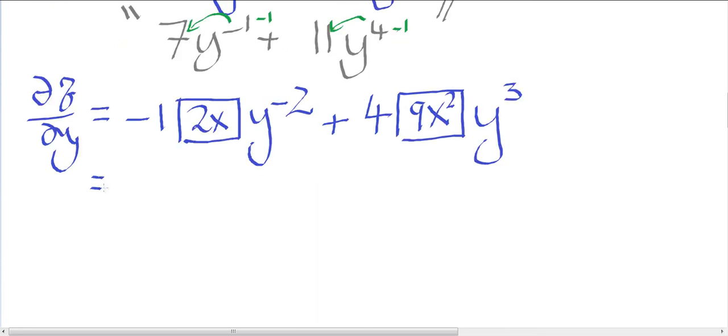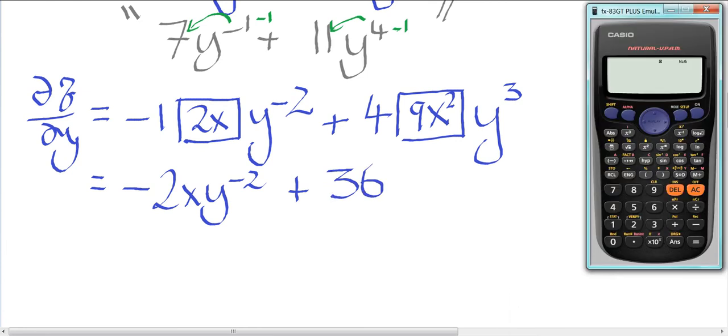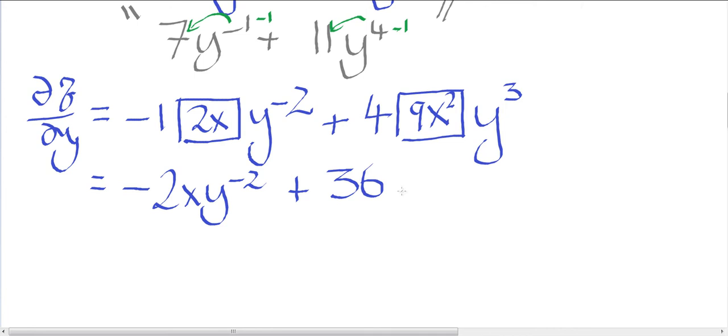What will we have? We'll have minus 1 by 2 is just minus 2x, y to the minus 2. Okay, plus 4 by 9 is 36. If you're stuck on that, just quickly go over the calculator. 4 by 9, 36. So x squared, y cubed.